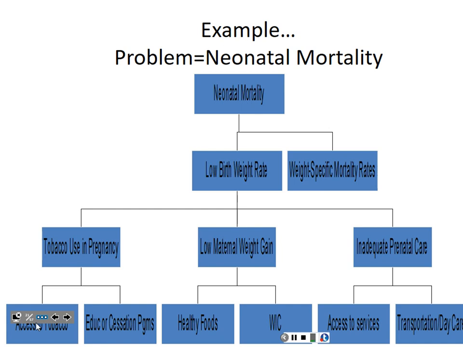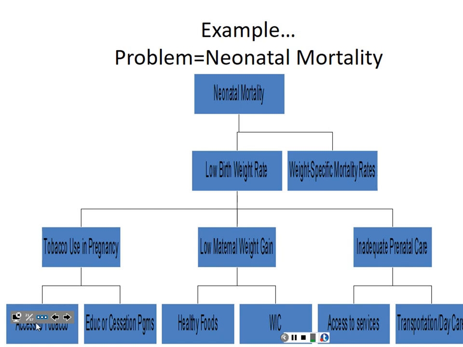So in this example, tobacco use in pregnancy, low maternal weight gain, and inadequate prenatal care are among the major suspects, right? Those are key risk factors that we know from the literature, from the evidence, impact preterm births and low birth weight rate. So we should not be guessing what those factors are. Again, we should be identifying those factors from the literature.